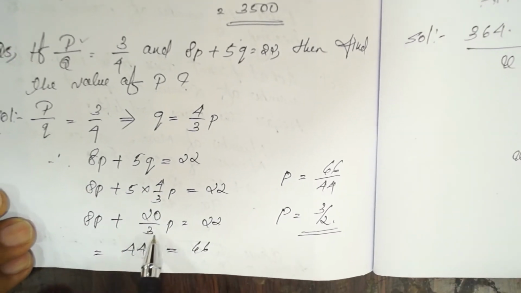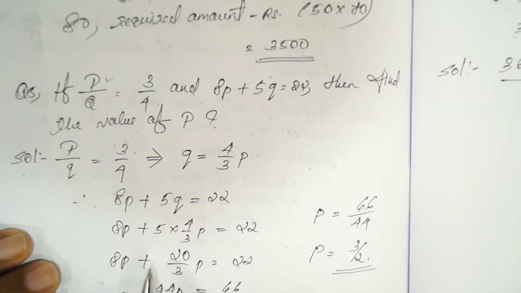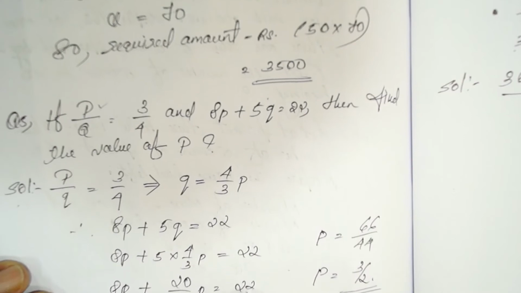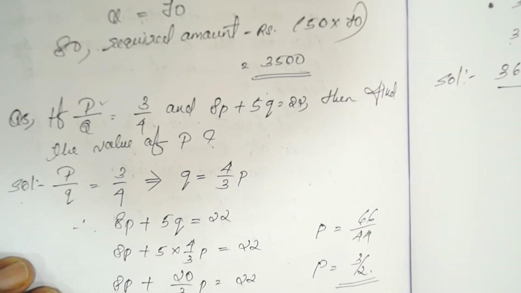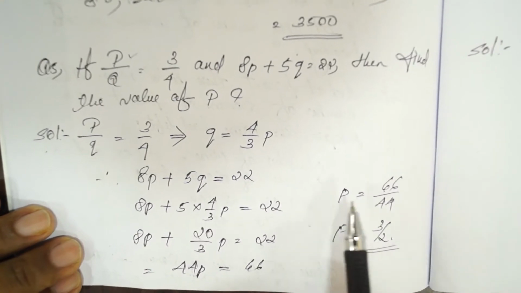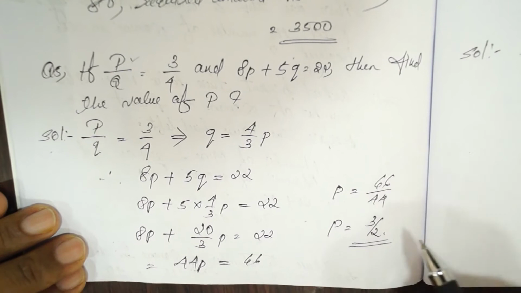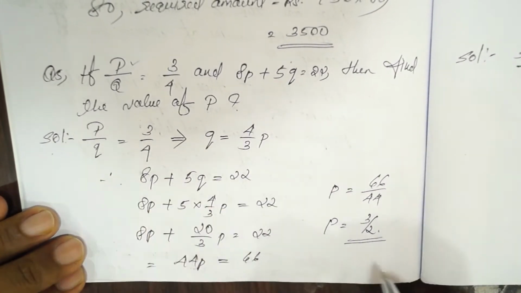Then we can multiply like this. So 8 into 3, which is 24p, plus 20p is equal to 66. So 24p plus 20p, that is 44p, is equal to 66. So p is equal to 66 by 44, which is 3 by 2. So our answer is p is equal to 3 by 2.